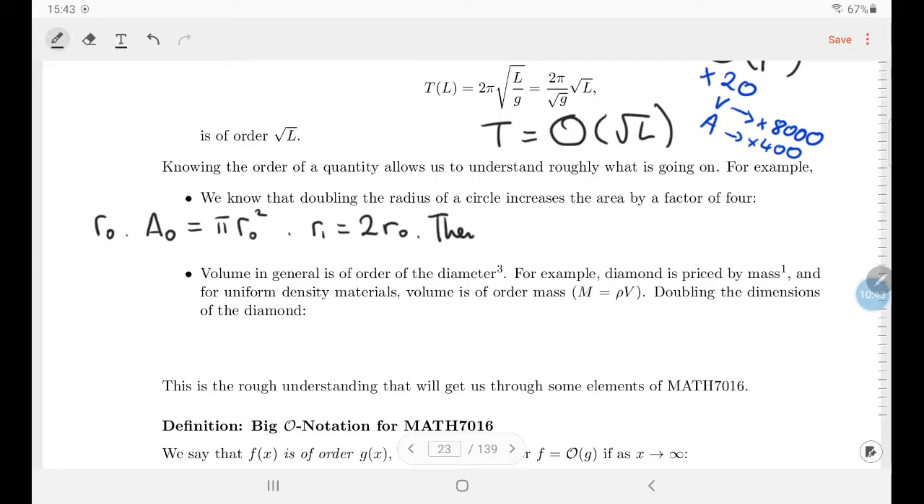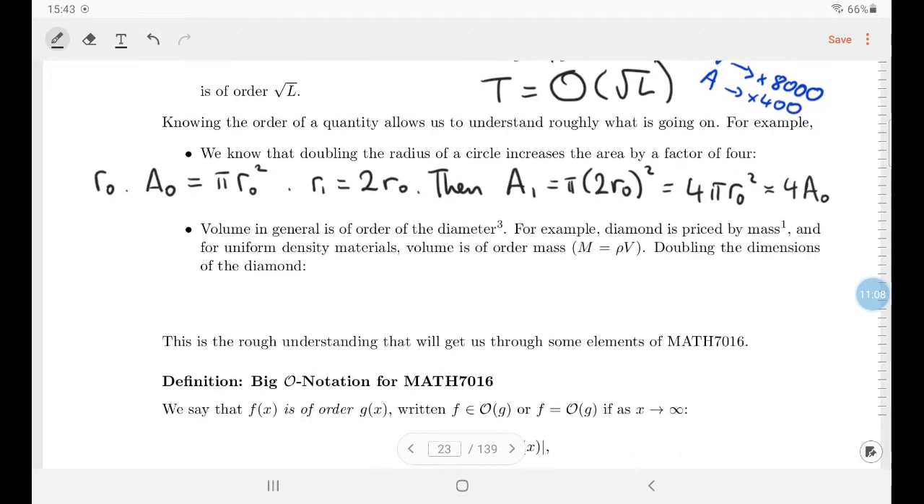Then what happens to the area? The new area is equal to pi times the new radius squared. And when you square 2r, you get 4 pi r0 squared. And pi r0 squared is the original area. So you get 4 times the original area. So doubling the radius multiplies the area by 4.